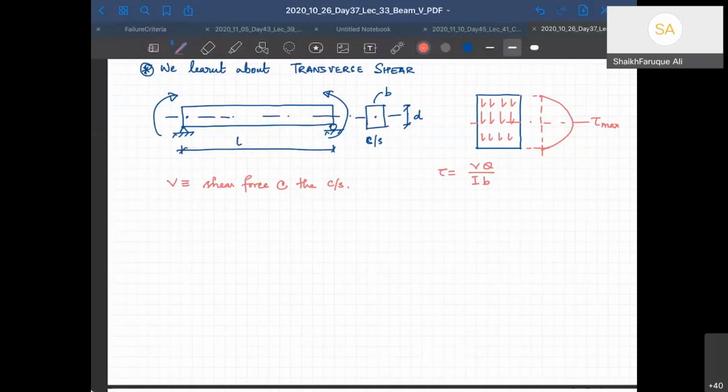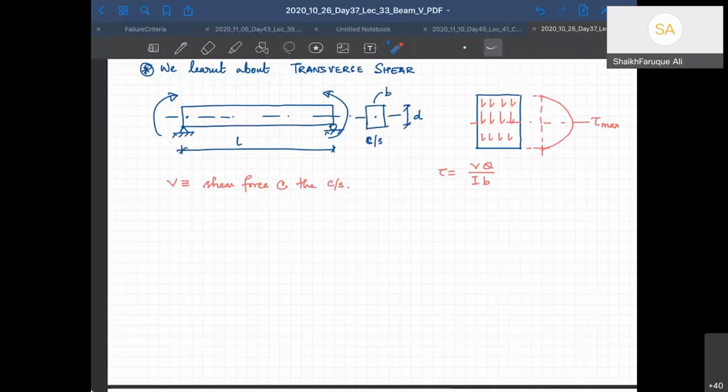Yeah, so we started with transverse shear, which we learned about in previous classes. As an example, we took a rectangular cross-section prismatic beam with simple supports, with two moments at the end. The cross-section has width B and depth D. The shear stress distribution is parabolic, and it is transverse shear because it acts on the surface like this, with a smaller amplitude towards the boundary and a larger amplitude at the neutral axis.